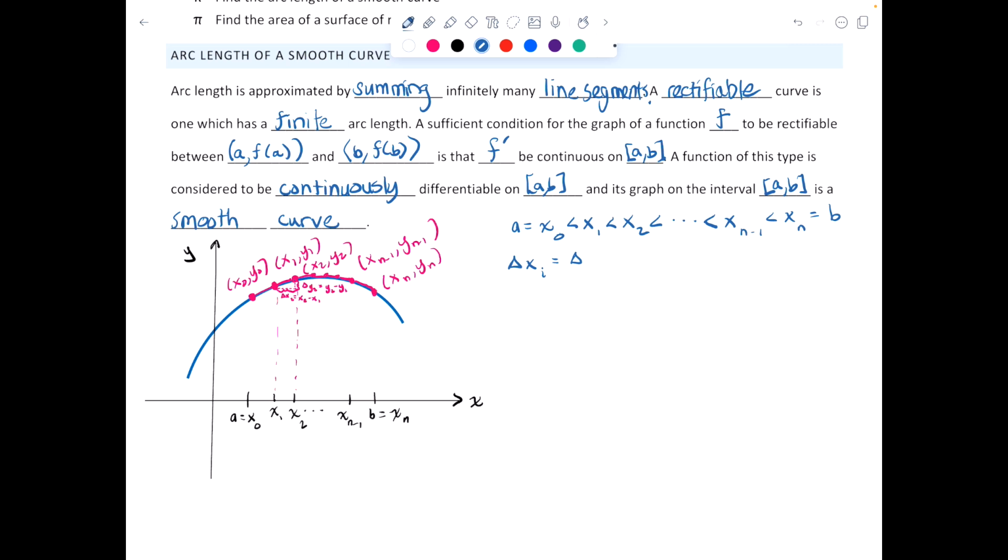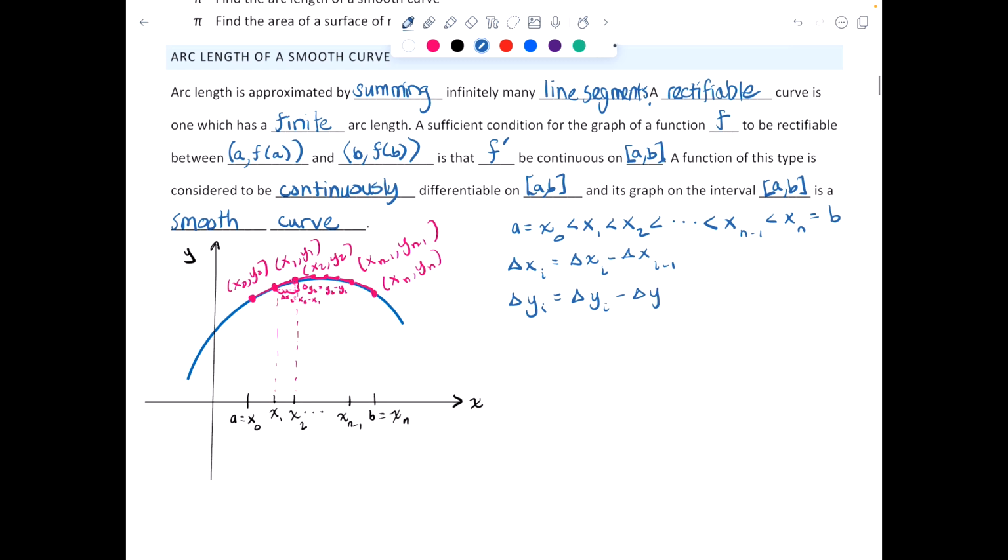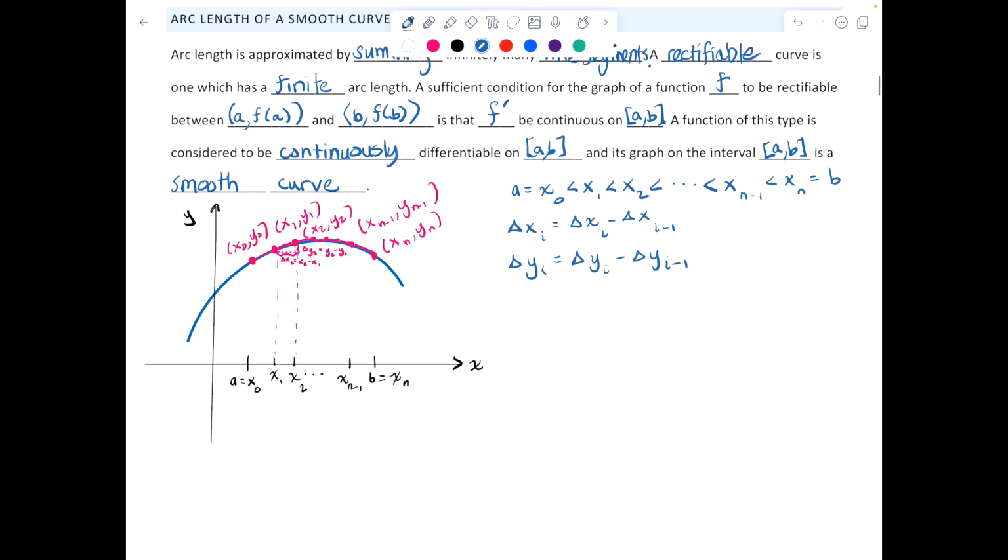All right, so you come back in here, and in general, your change in x sub i is going to be x sub i minus x sub i minus 1. Your change in y in the ith interval would be y sub i minus y sub i minus 1. Cool? And then we simply use the distance formula to derive this.